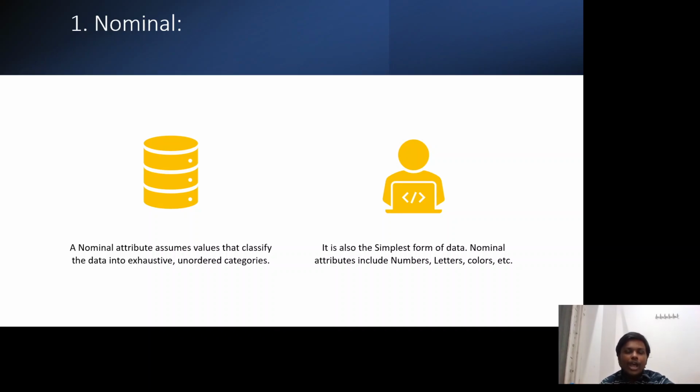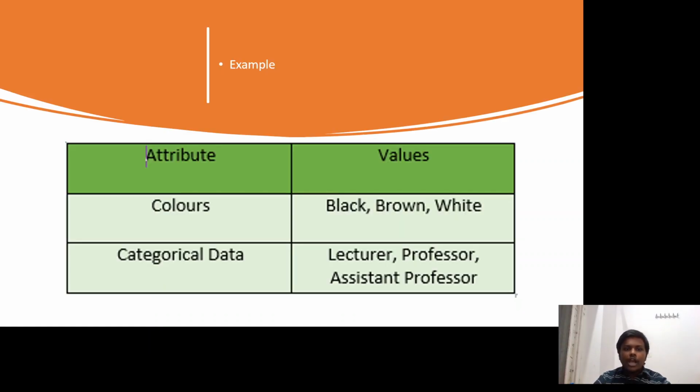Now, how to analyze nominal data? Nominal data can be analyzed by grouping variables together into categories. For each category, frequency or percentage can be calculated. The data can also be presented visually, such as in a pie chart or bar chart. And these are the examples for the nominal data.